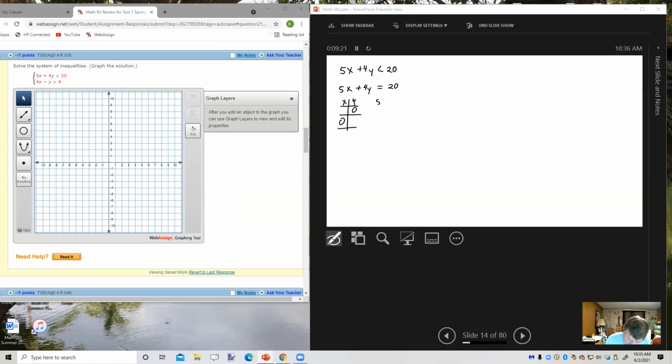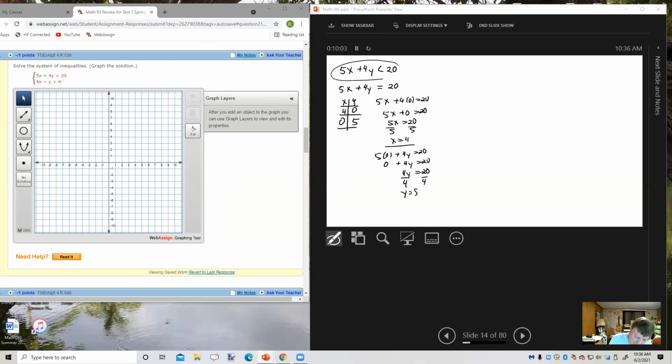I can pick other values, but I need to come up with two ordered pairs that are solutions. If y is 0, we get 5x plus 4 times 0 equals 20, or 5x equals 20. Divide both sides by 5, x equals 4. If x equals 0, we get 4y equals 20. Divide by 4, y equals 5.